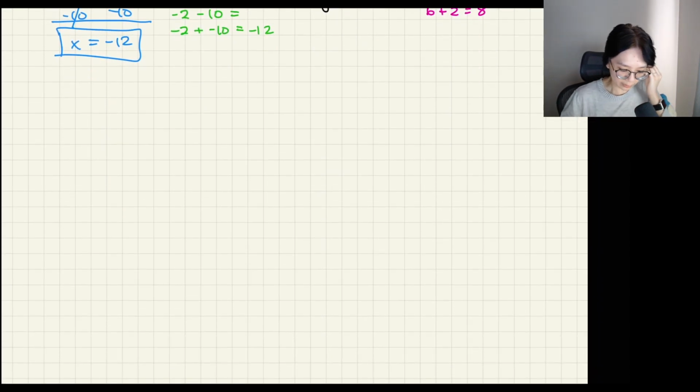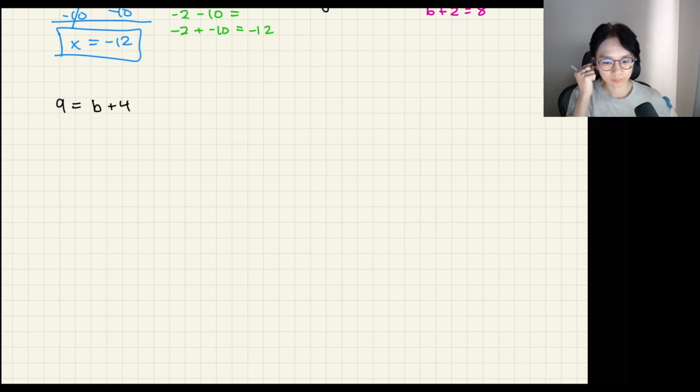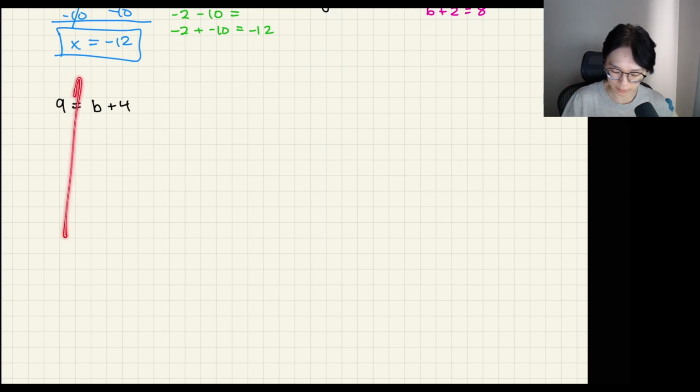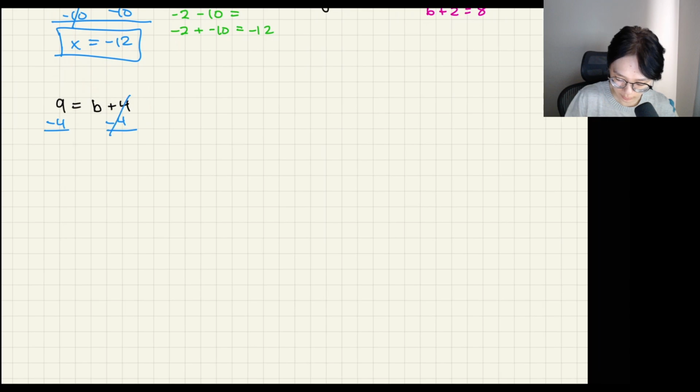Now let's switch the format a little bit and also maybe switch up the letter. So we have 9 equals, I don't know, b plus 4. Same exact thing. We're solving for the variable. We're solving for the thing we don't know. What side is it on? It is on this side. But it's not alone. We want it to be alone. What else is here? Plus 4. Opposite of plus, minus. So we subtract 4 from both sides. 5 equals b.